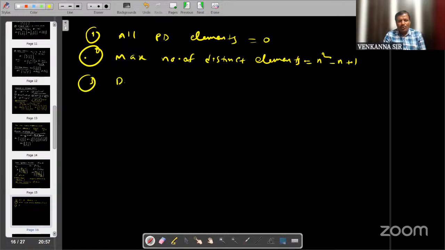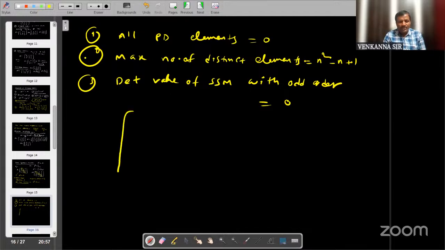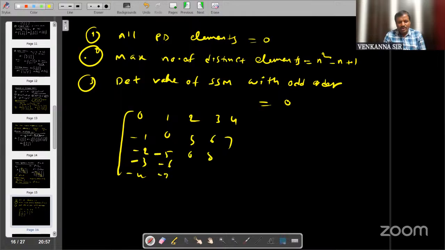And the determinant value of a skew symmetric matrix with odd order is equal to 0. If you take an example here: 0, 1, 2, 3, 4, minus 1, minus 2, minus 3, minus 4, 0, 5, 6, 7, minus 5, minus 6, minus 7, 0, 8, 9, minus 8, minus 9. If I ask you what is the determinant of this one, direct answer, the determinant is 0.